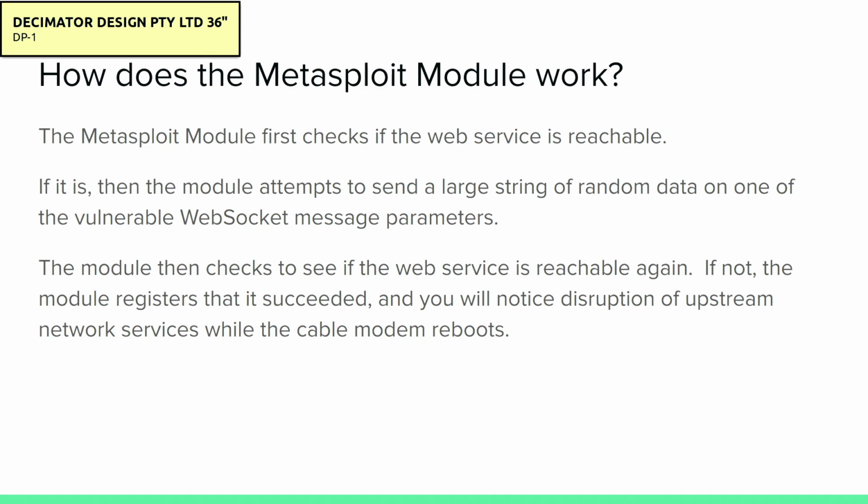Step 2 is opening the WebSocket connection, sending the JSON object with the long string of characters for the specific parameter, and then closing the WebSocket connection. At that point, you need to make sure that the cable modem is offline. So you make the same request you made in step 1, but you're expecting to not be able to connect. You're expecting a connection refused or a network unreachable error, because the cable modem should have crashed if it's a vulnerable edition.